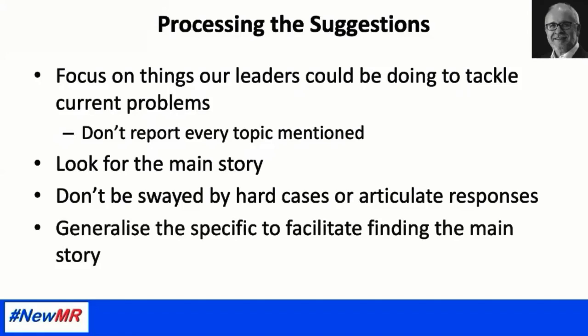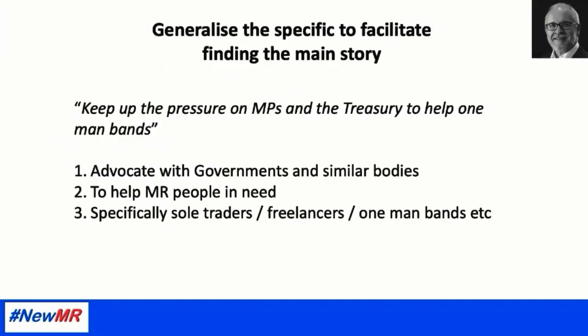So I'm going to show you an example of exactly what I mean from one of the open ends. "Keep up the pressure on MPs and the Treasury to help one-man bans." This is almost certainly from the UK because the combination of MPs and the Treasury is one we see in the UK. So I'm going to generalise that: advocate with governments and similar bodies. I'm going to aggregate up to help market research people in need. They were talking about one-man bans, but actually I think they mean anybody in need.